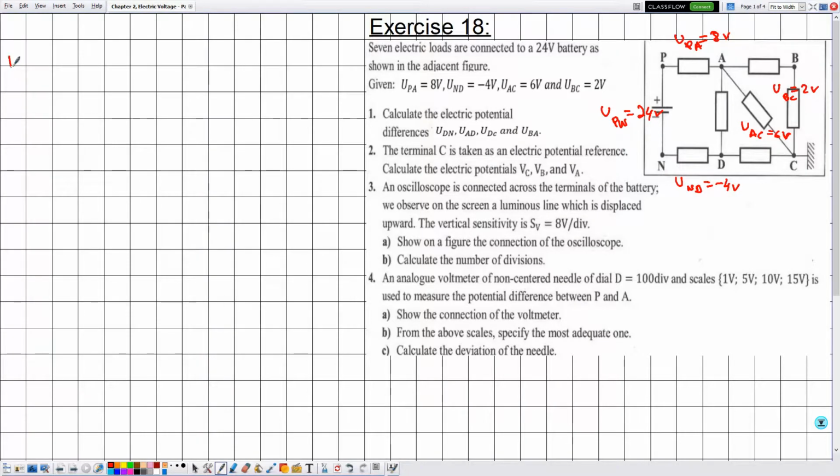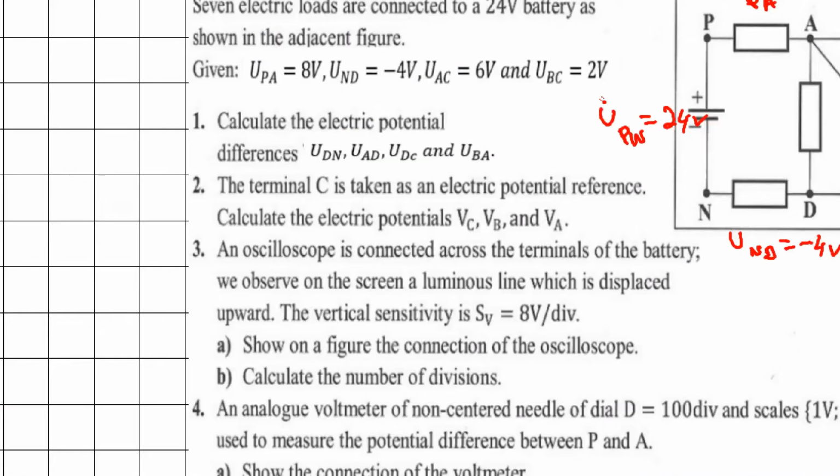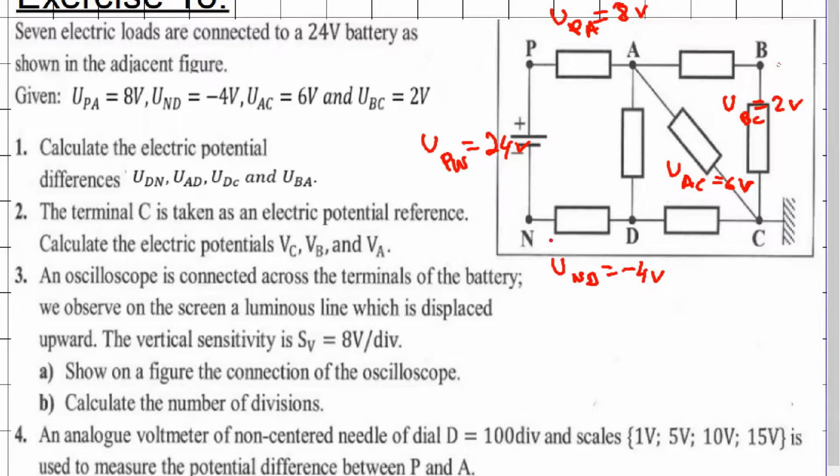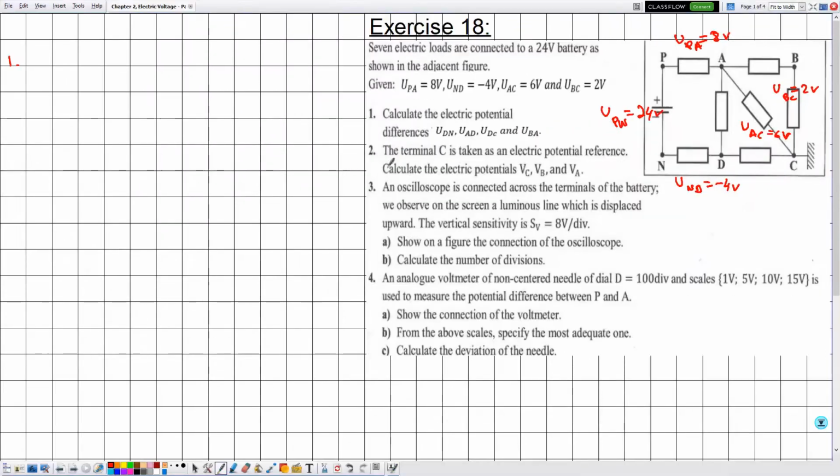So now in number 1, they are telling me to calculate the electric potential differences. So let's start by UDN. Then we are interested in determining UDN. Notice that we have UND. So in this case, no need to apply the law of addition of voltages since they are related by a minus sign. So it's equal to minus UND. Then minus multiplied by minus 4 is equal to plus 4 volts. So UDN is equal to 4 volts. Then we will not label this voltage because already UND is being labeled.